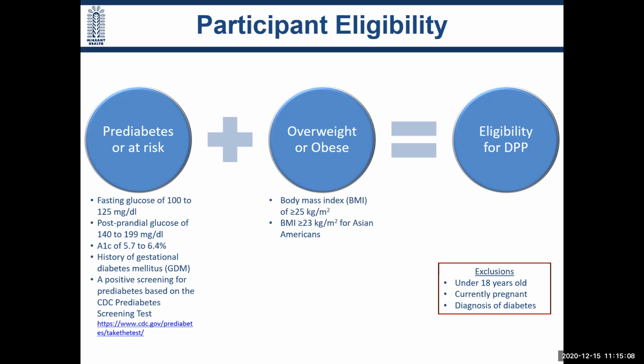In order to qualify based on overweight or obese, that means that people have to have a body mass index of 25 or above, or for Asian Americans, that's 23 or above. So if they meet one of the criteria from column 1, one of the criteria from column 2, then they're eligible for diabetes prevention with the exclusions listed there at the bottom. So people have to be adults, they cannot currently be pregnant, and they cannot have an existing diagnosis of either type 1 or type 2 diabetes.